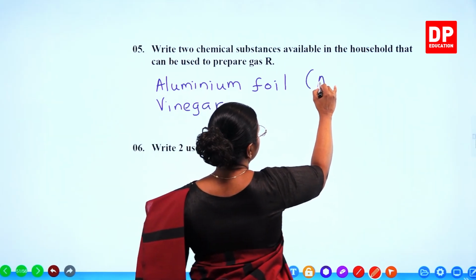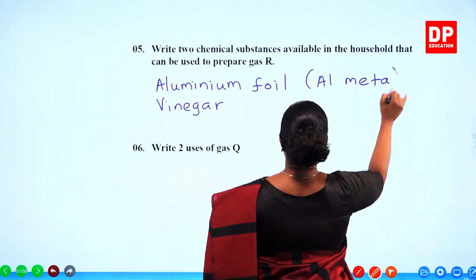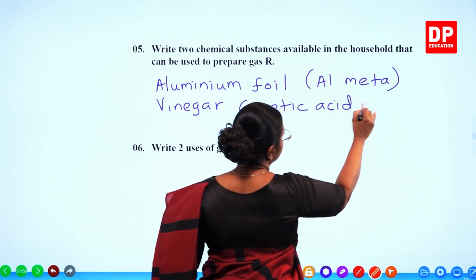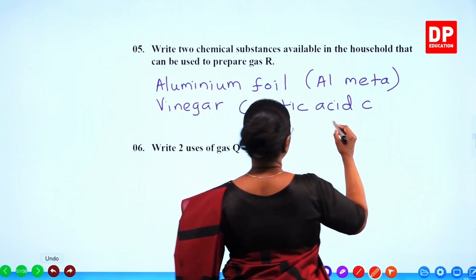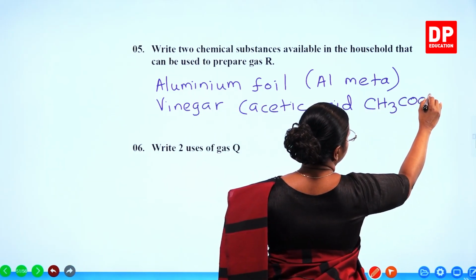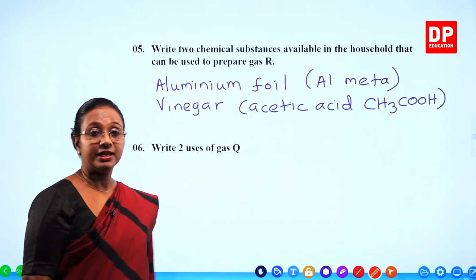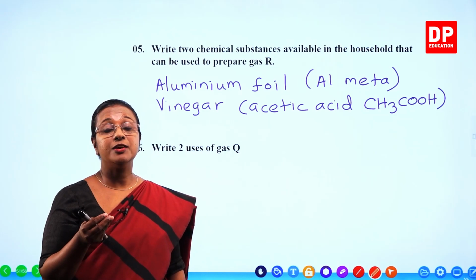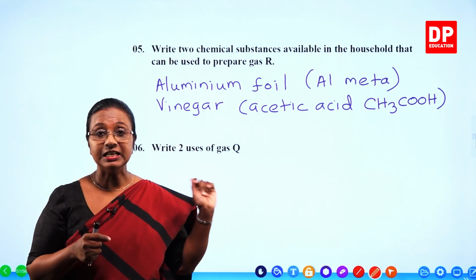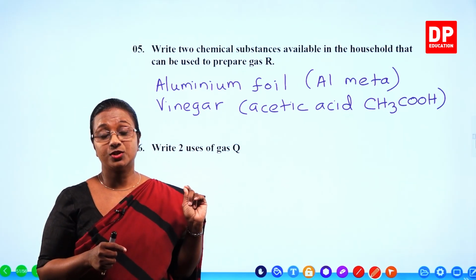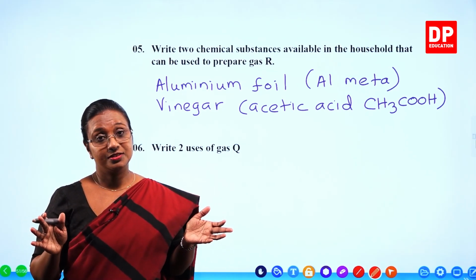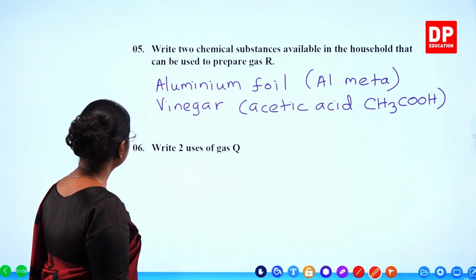So this is the aluminium metal and vinegar is acetic acid. Acetic acid is CH3COOH. So that is vinegar. If you take a piece of aluminium foil, break it into tiny pieces, take a bottle and into that put vinegar, and into that put these tiny pieces of aluminium, then you will get the hydrogen gas. Is that clear, students?